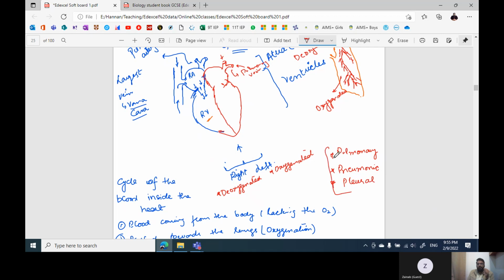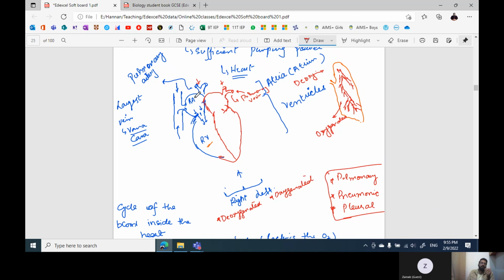All these words, pulmonary, these all words are related to the lungs. So why do we call these arteries the pulmonary artery? Because these are taking the blood away from the heart but towards the lungs. And pulmonary vein, because these are taking the blood from the lungs towards the heart. So these would be called the pulmonary vein.